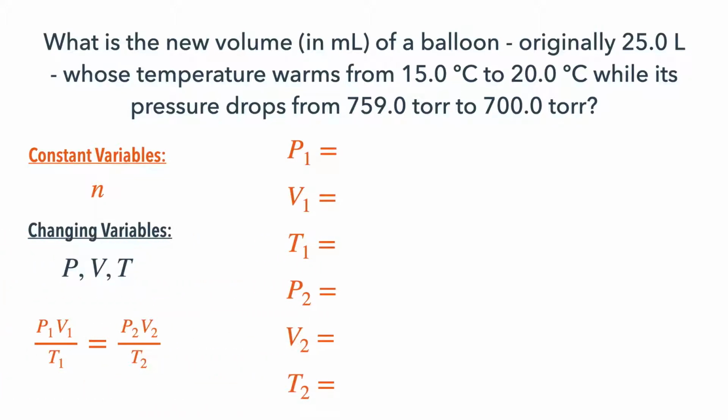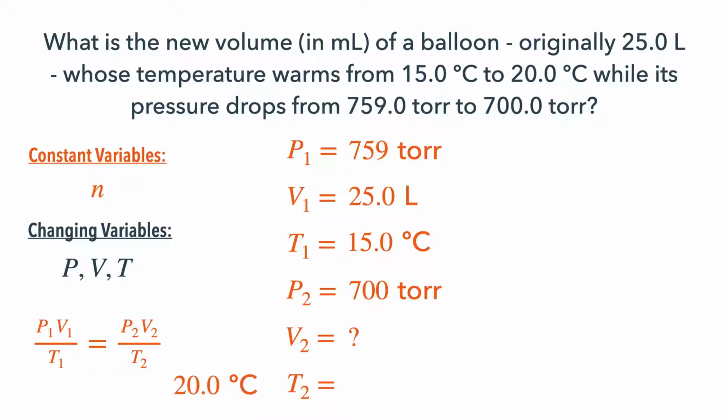The initial pressure in this problem is 759 torr. The initial volume is 25 liters. The initial temperature is 15 degrees Celsius. The final pressure is 700 torr. The final volume is what we're looking for. And the final temperature is 20 degrees Celsius. All of the units are consistent, but we need to make sure we convert the temperatures to Kelvin by adding 273 to each. That results in an initial temperature of 288 Kelvin and a final of 293 Kelvin.